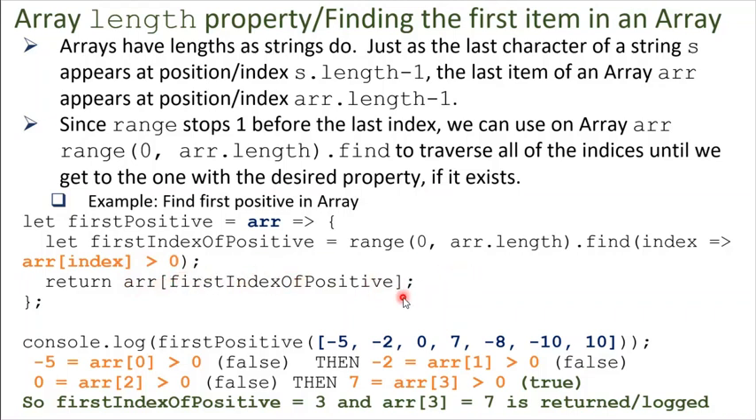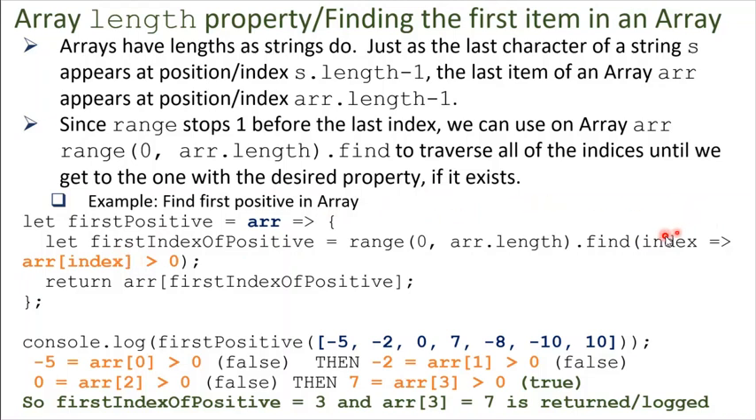Right, so that's why we used the arr of first index of positive. If you just wanted the index, you could remove that, right? One thing I also want to bring out is that you're not using index outside. Index is only available here, from here to here. It's an input to this function.